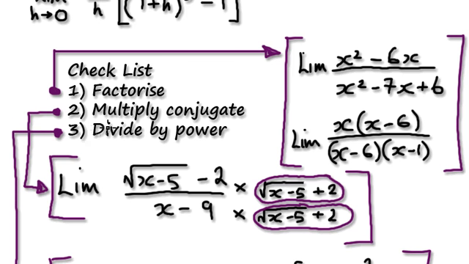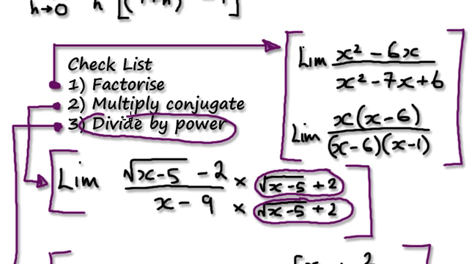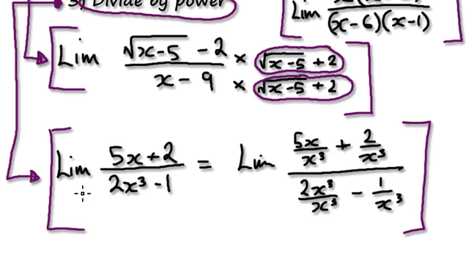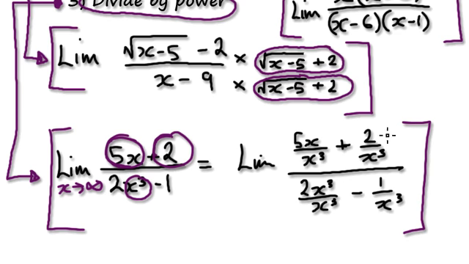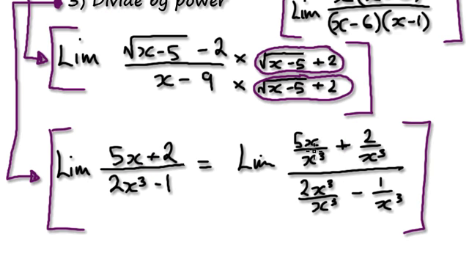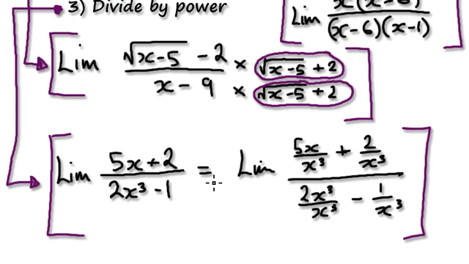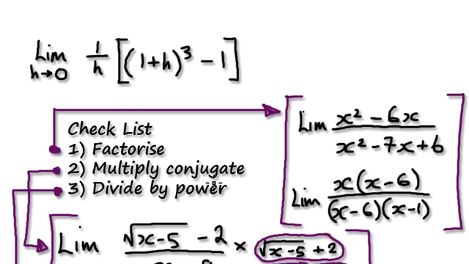The third thing that you should look for is being able to divide by a power. So when you try and find the limit of this as, let's say, x approaches infinity, the trick here is to divide this by the highest power. I've done several videos on this. So here's a checklist: keep an eye out for being able to factorize, being able to multiply top and bottom by the conjugate, and being able to divide by a power.